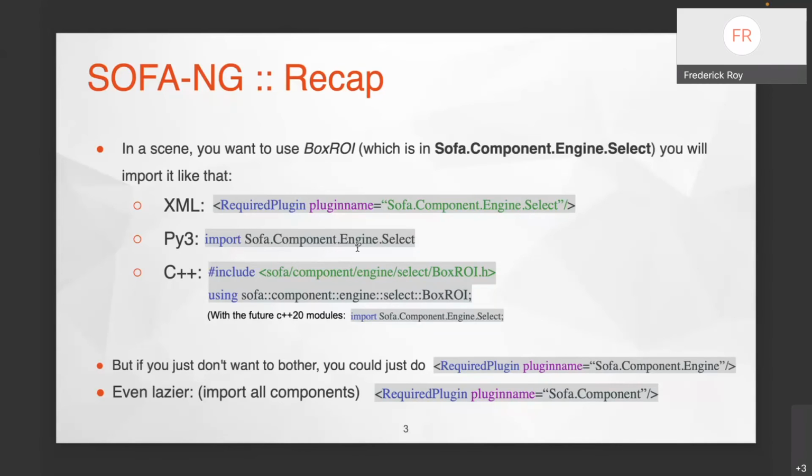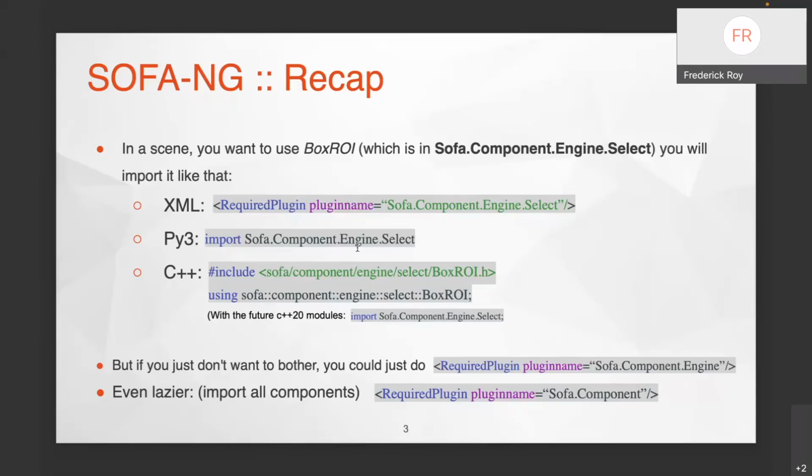So in your XML file, if you are using XML, you will want to load the plugin, or the module, called sofa.component.engine.select. If you are using Python 3, I think in Lille you are more in Python 3, you just do import sofa.component.engine.select. So it's almost the same name, actually. It's like XML and Python 3. And while you are doing C++, I mean pure development, if you want to use or extend the box array, you just have to include the same syntax, like sofa/component/engine/select/box array. And the namespace follows also the path.